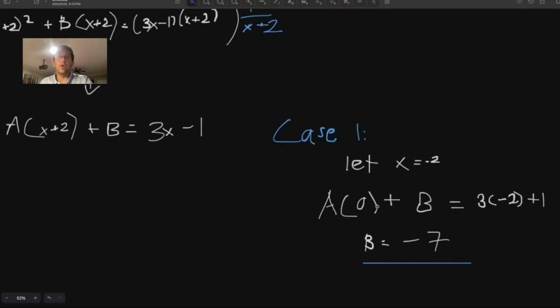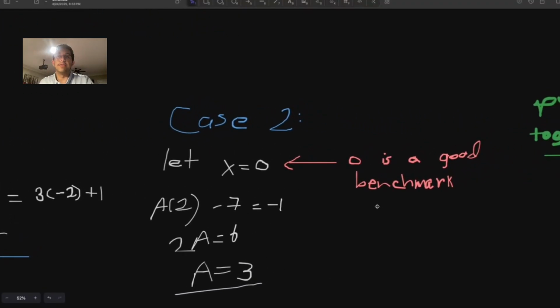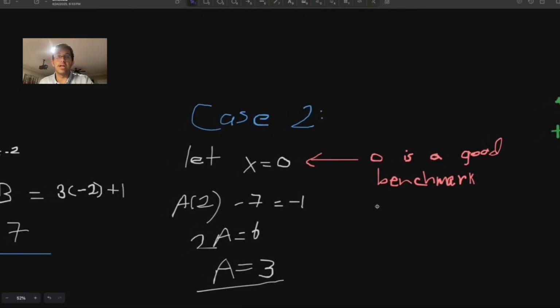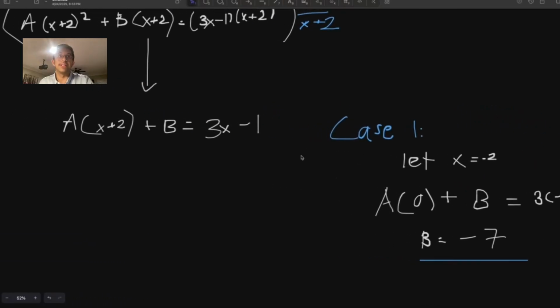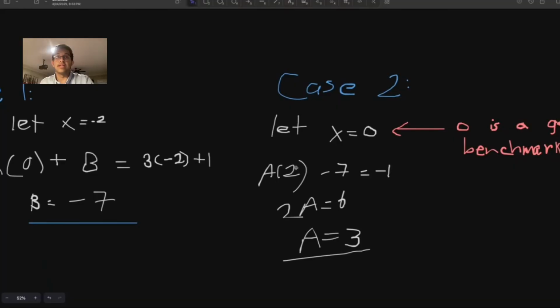That's the key thing. So what we want to do is, instead of just putting B in and solving, we have another case. That's why we set x equal to 0. And 0 is the best benchmark here because if we set x equal to 0, it's just 2A minus 7 equals -1. Pretty clean numbers. 0 is always a good benchmark to use. So as I mentioned, A times 2 minus 7 equals -1, 2A equals 6, A equals 3.